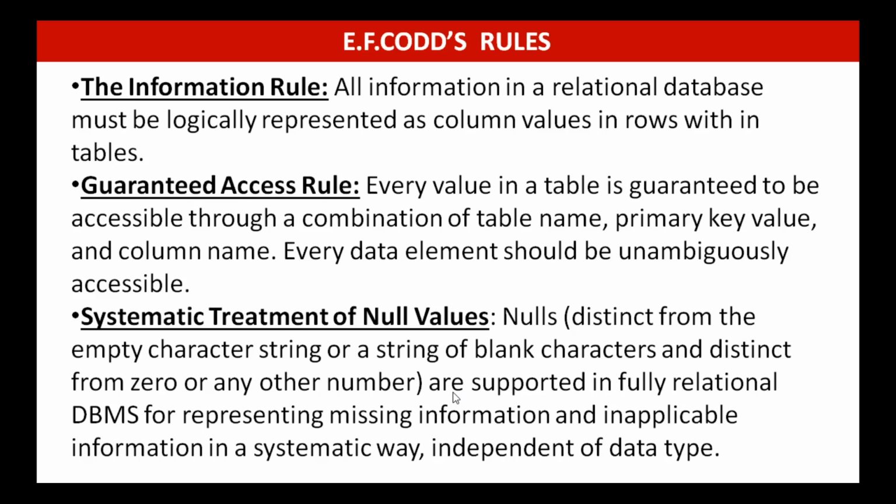The second rule is the guaranteed access rule. As per this rule, every value in the table is guaranteed to be accessible through a combination of table name, primary key value and column name. Every data element should be unambiguously accessible. That means whatever data you maintain in the table, every value in a column should be guaranteed to be accessible through a combination of table name, primary key value and column name.